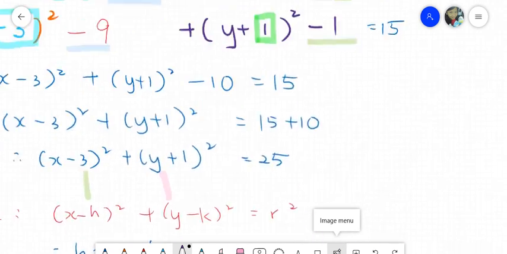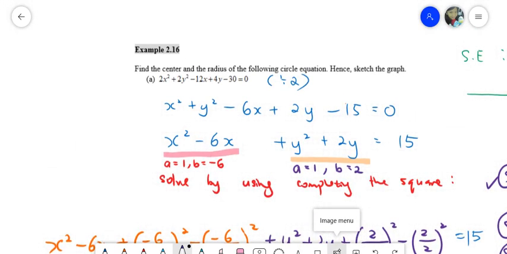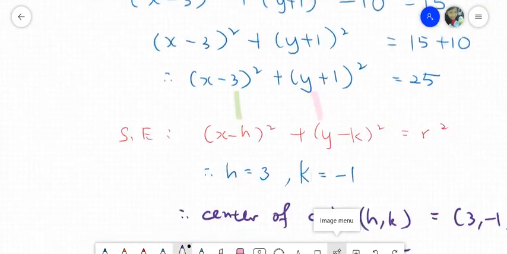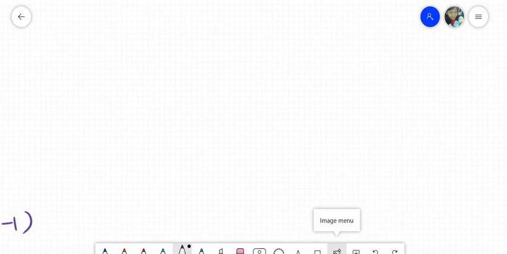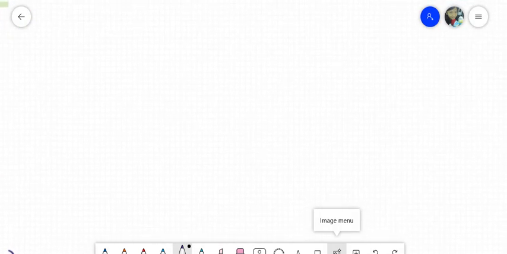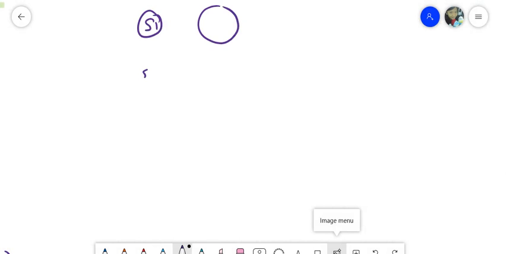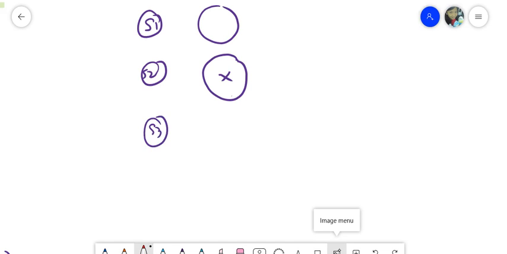And don't forget this question asks you to sketch as well. So do remember to sketch. So how to sketch? As I mentioned before, first of all, need to draw a circle. Step 2, highlight where is your center. Step 3, yes, get your respective 4 points.